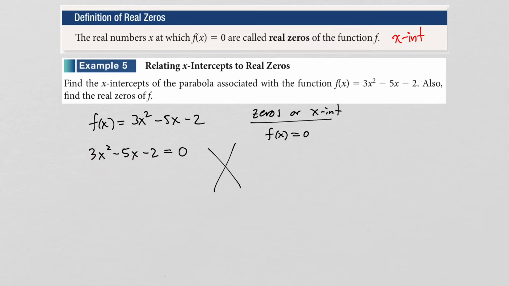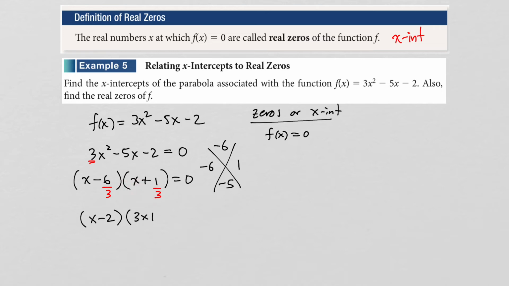So 3 times -2 is -6. Take the middle number, which is -5. Find two numbers that multiply to give us -6 and add to get -5, and we have -6 and 1. Then to use our magic x factoring technique, we know we're going to have x minus 6 and x plus 1. But because we have a 3 here, we have to divide each of those numbers by 3. And this simplifies to x minus 2 for the first factor. And then the 3 here goes in front of the x and gives us 3x plus 1.